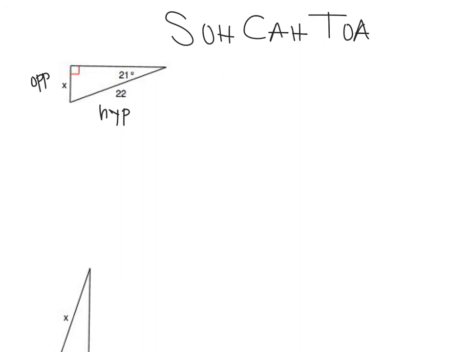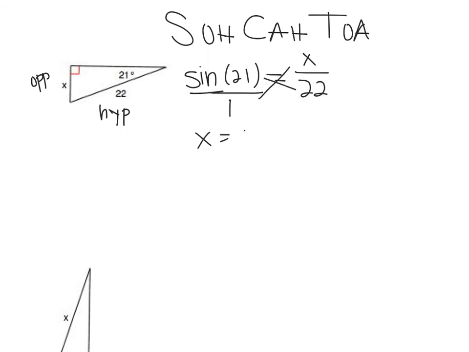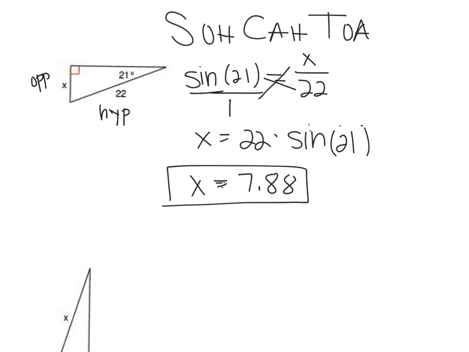So we want to know which one uses the opposite side and the hypotenuse, and that's going to be sine. So we know sine of 21, since that's the angle we're given, equals the opposite side x over our hypotenuse 22. We now want to solve for x. Technically, we can put sine of 21 over 1. We now have a proportion, and the way we solve a proportion is cross multiply. So we get x equals 22 times the sine of 21. All you have to do is type this in a calculator, and we end up with x equals 7.88. It's always a good idea to round to at least 2 decimal places in this case. That way you get a more accurate answer.